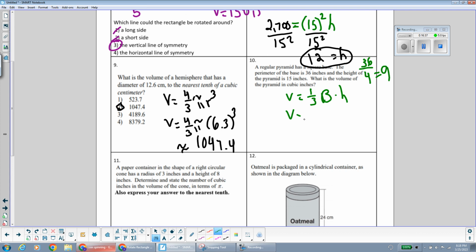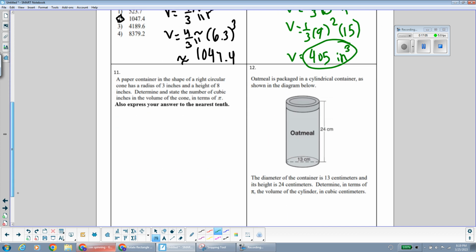So I'm going to plug in 1/3, 9 squared. That's the length times the width of the base, the area of the base, times the height of the pyramid. Let me put this into my calculator. 1/3, 9 squared times 15. And I got 405 cubic inches as my answer.